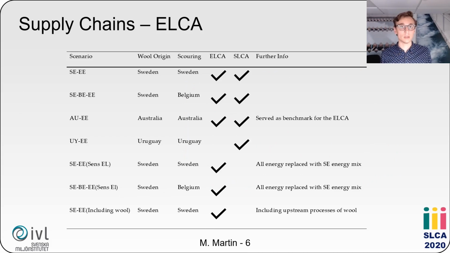The supply chains included in the ELCA and SLCA differ a little bit. The first 3 are included in both. This is the Swedish, Belgian, and the Australian supply chains. The Swedish one focuses on wool from Sweden, scoring in Sweden. The Belgian one is wool from Sweden, but scoring in Belgium. And the Australian one has both the wool and the scoring from Australia. Now, the Uruguayan supply chain is only included in the social LCA, and it is the same as the Australian, wool and scoring happening in Uruguay, the rest in Eastern Europe.